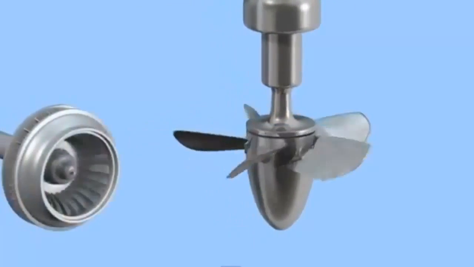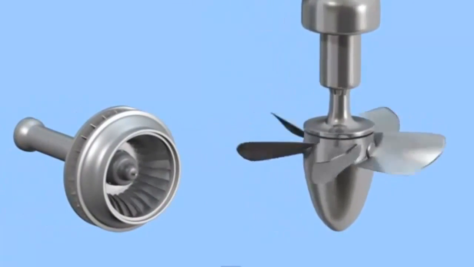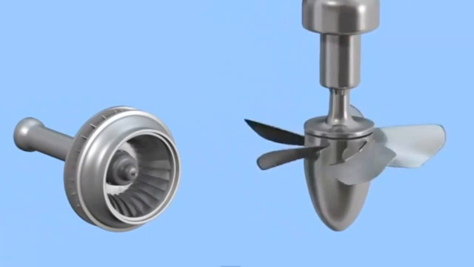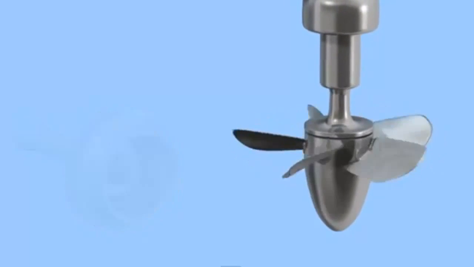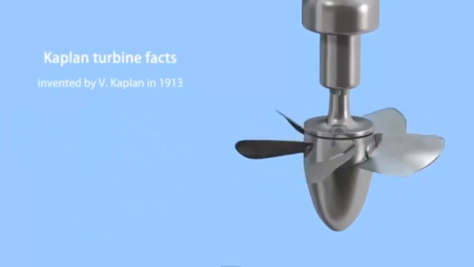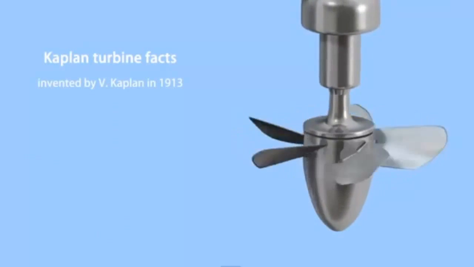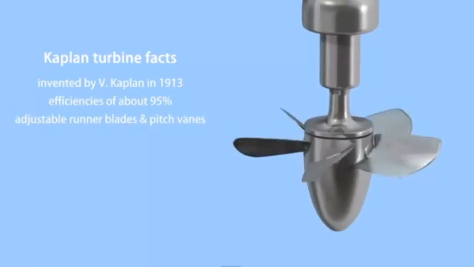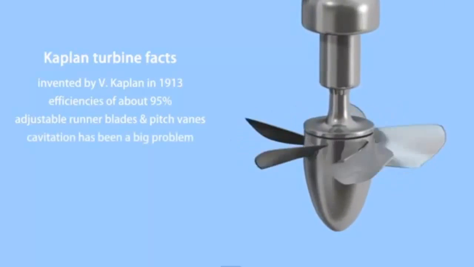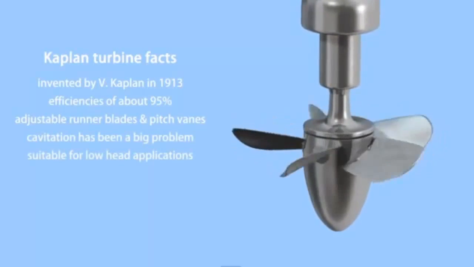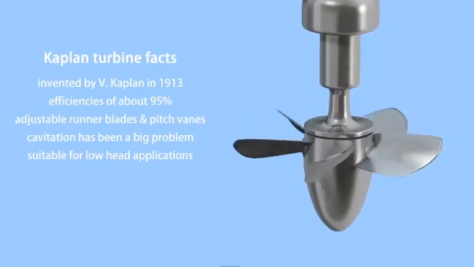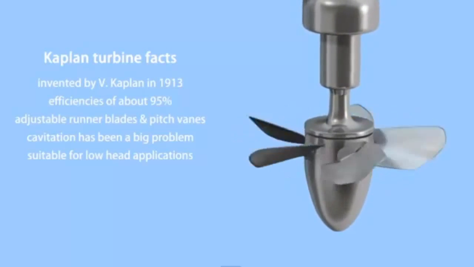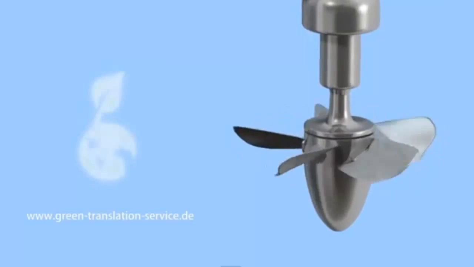The Kaplan turbine was an evolution of the Francis turbine. It was invented by the Austrian professor Victor Kaplan in 1913. Kaplan turbines achieve efficiencies of about 95%. Cavitation has been a serious problem faced by engineers designing Kaplan turbines. The problem is still with us today, but it's not a major problem anymore.